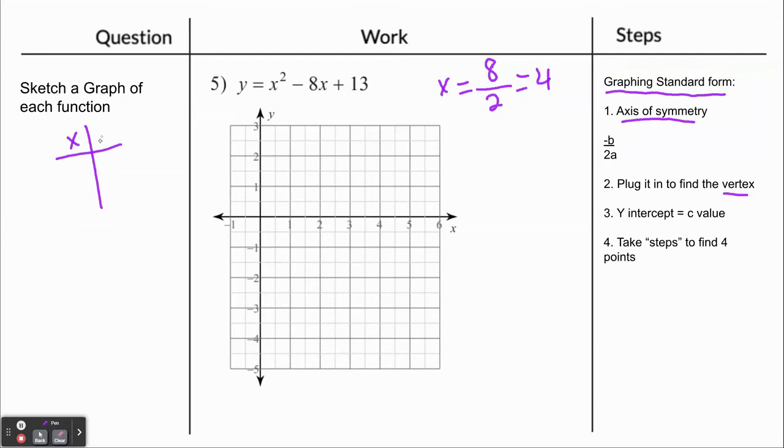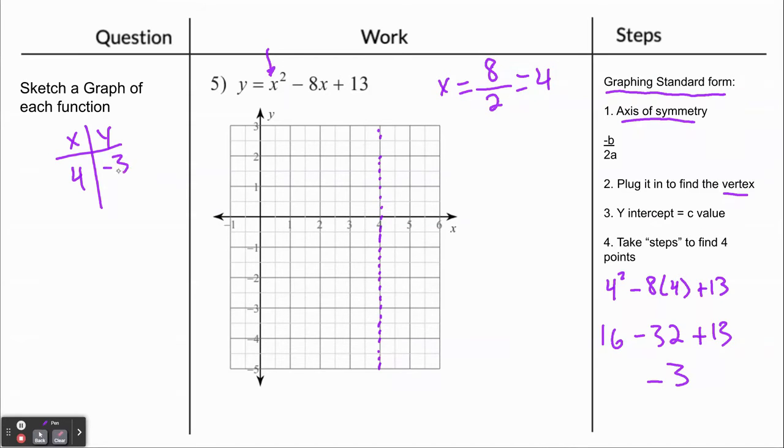So what we can do is plug that in to find our vertex, but remember the axis of symmetry here just means that that is going to be the middle of our parabola. So in this case, if we're plugging in x equals 4 into our equation, we got 4 squared minus 8 times 4 plus 13. So 4 squared is 16 minus 32 plus 13. 16 minus 32 is -16, plus 13 is -3. So when we plug in 4, we get -3, which is our vertex.